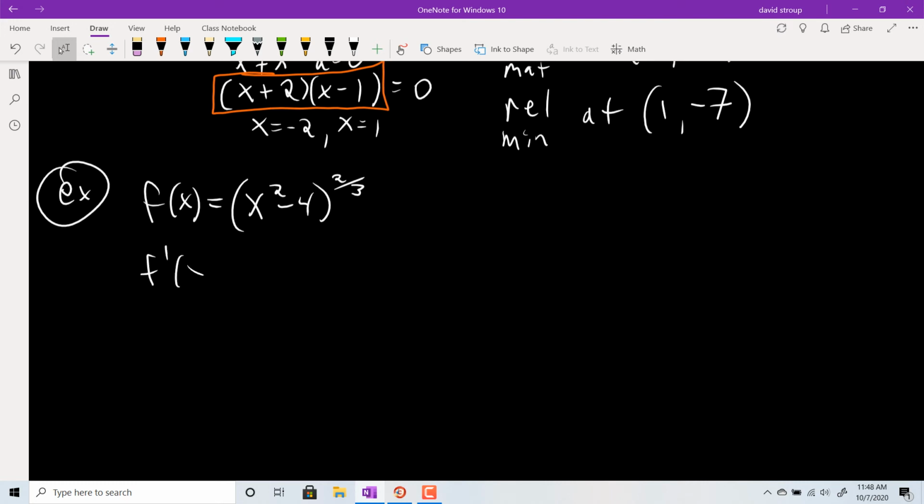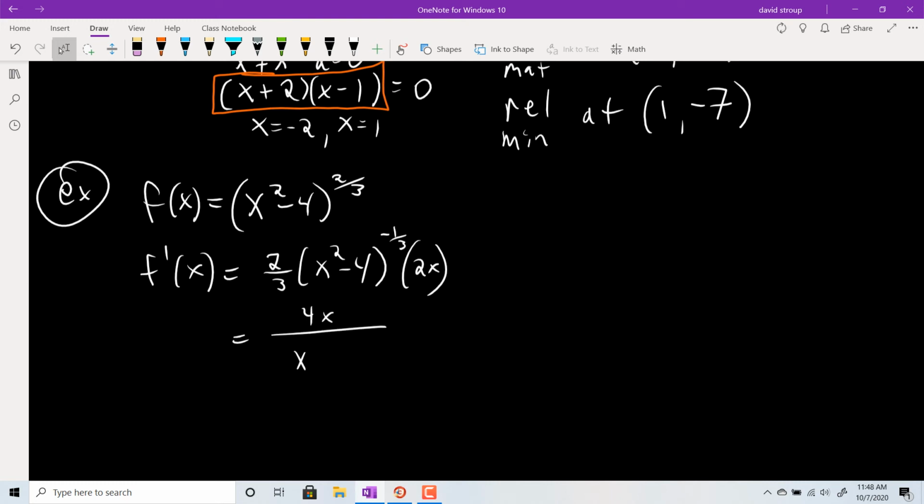Okay, so f prime of x is, bring down the 2/3, x squared minus 4, to the 2/3 minus 3/3, which is minus 1/3, and then times 2x. Okay. And then let's clean it up a little. So 4x all over 3 times x squared minus 4 to the 1/3.